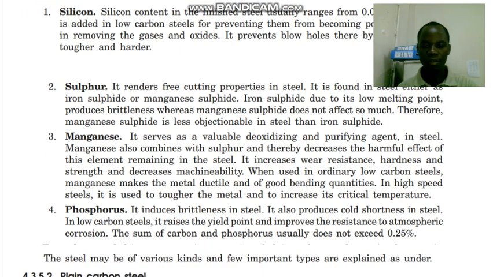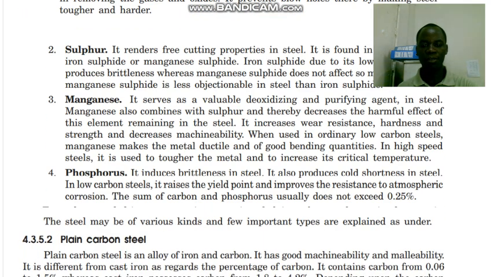So what is the effect of adding phosphorus impurity? So phosphorus introduces brittleness in the steel. It also produces cold shortness in steel. In low carbon steel, it raises the yield point and improves the resistance to atmospheric corrosion.